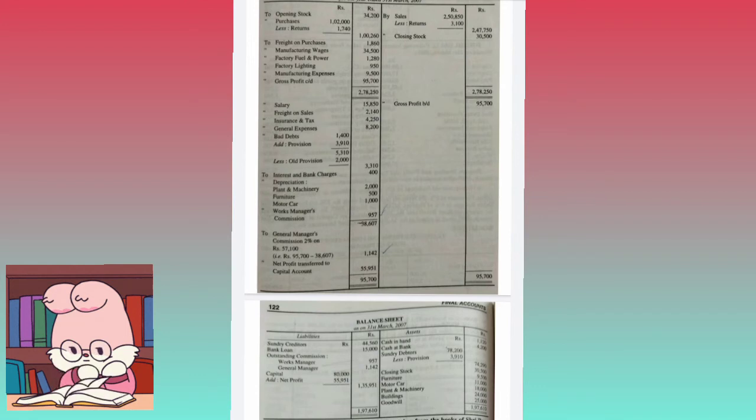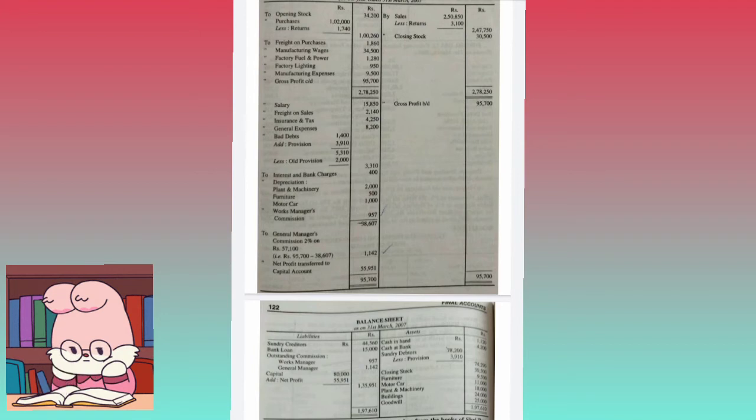Next, this provision of 3,910 will be deducted from the sundry debtors balance in the balance sheet. That is 78,200 minus 3,910 comes to 74,290. Next, 1% commission is to be paid on the gross profit. So calculate the gross profit.